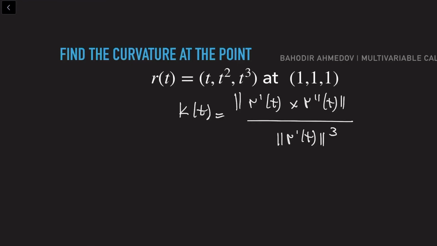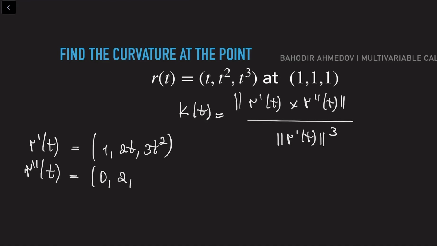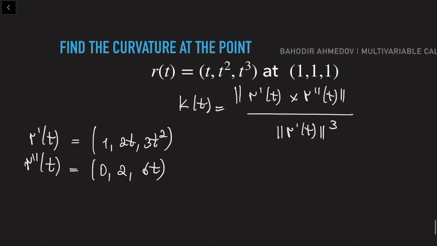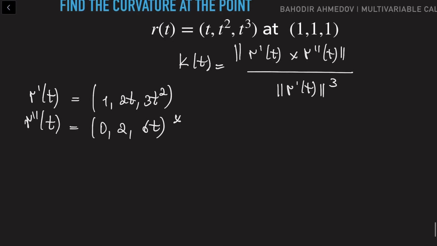We basically need r prime of t. It's going to be equal to 1, 2t, and 3t squared. And the second derivative as well. The second derivative is going to be 0, 2, and 6t. Now we need to multiply them as a cross product, and if you remember, this multiplication can be obtained by finding the determinant of this matrix with i, j, k.